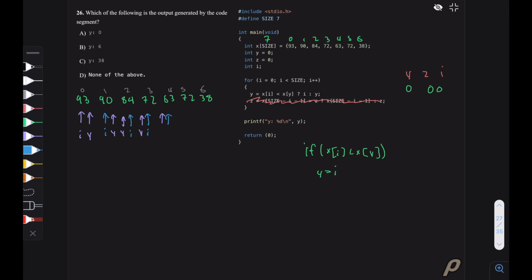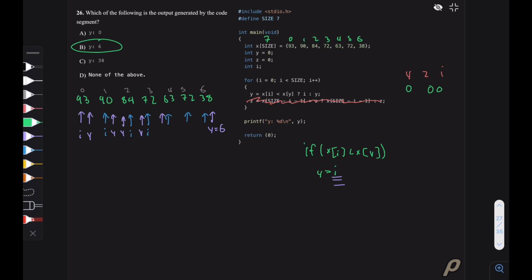Then we move this i. Is 72 less than 63? No, it is not. So this time we do not update our y. Instead, we just update i. And so now we're looking at just 38. We say, is 38 less than 63? Why, yes, it is. So our y is now pointing at this value. So our y, which is just getting set to the index here, right? That's just going to be 6. So our y is going to have a value of 6, which is B, which is our correct answer.